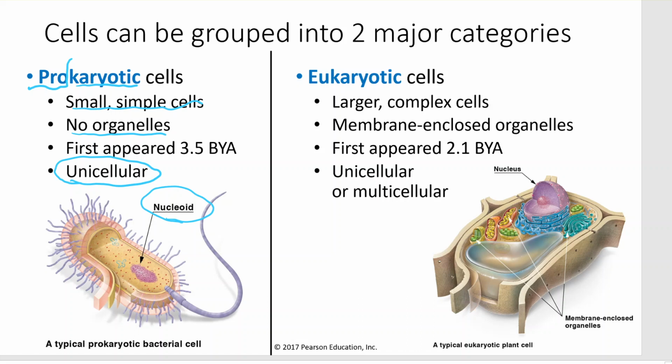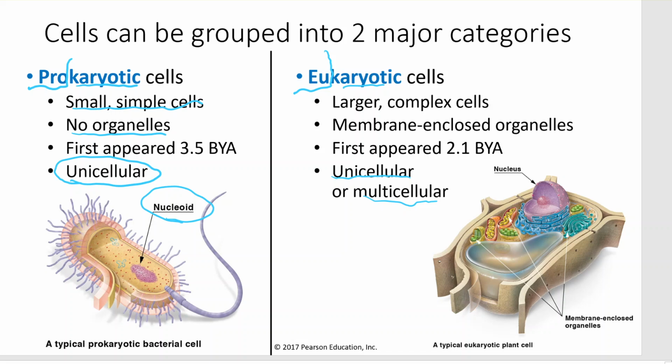This is different from your eukaryotic cells. The prefix "eu" means true, karyote again referring to nucleus. And these are the larger or more complex organisms. These are going to have membrane-bound or membrane-enclosed organelles, which means that their smaller structures within the cell can then have their own membrane protecting them. And these are going to be either unicellular or multicellular. So you're going to find both unicellular and multicellular organisms in the eukaryotes, but only unicellular organisms for your prokaryotes.